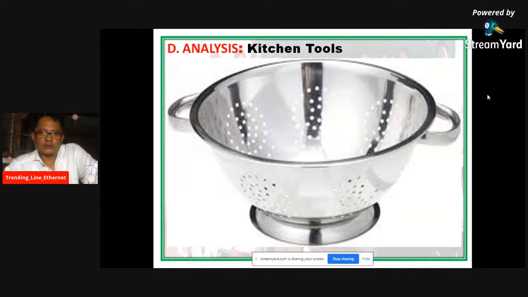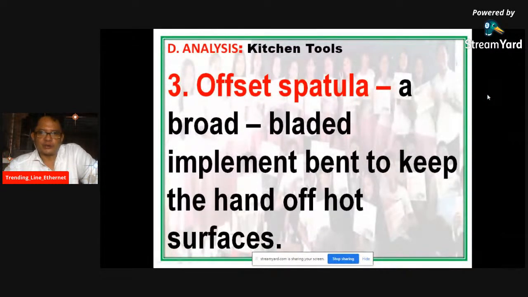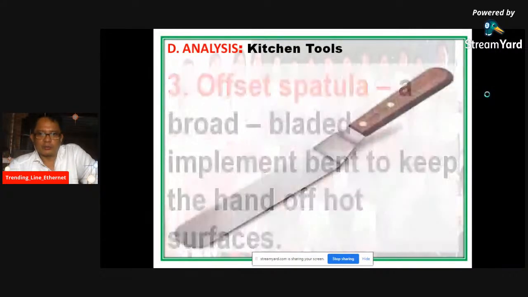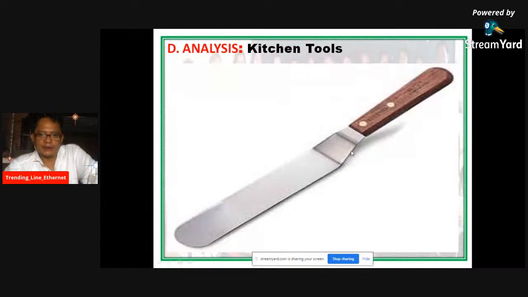Next one, we have the offset spatula. So, this is a broad-bladed implement used for flat surfaces. Ito po yung pagkakaiba ng offset. So, it has some bend. It has a flat blade here and it has a bend on this portion. Para hindi maapektuhan once na pa-flatten niyo po yung surface ng egg, hindi siya maaapektuhan.